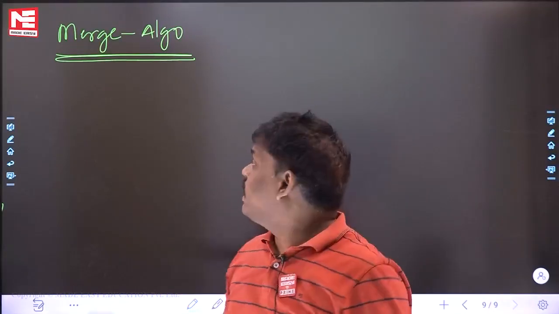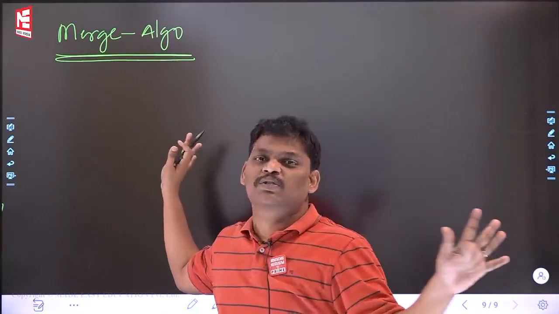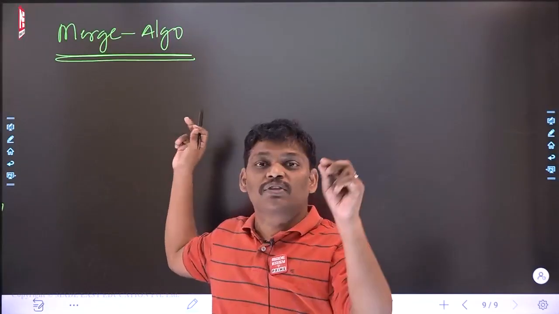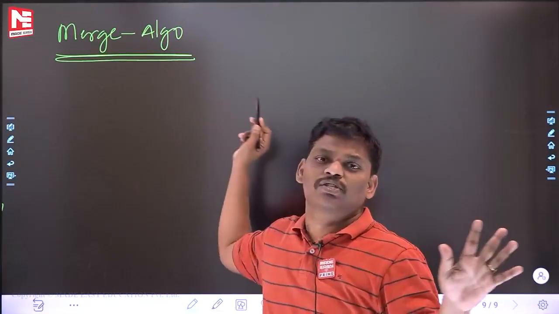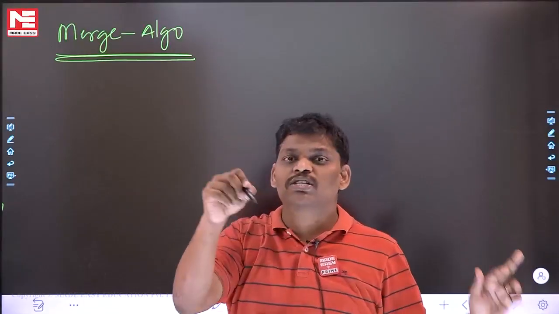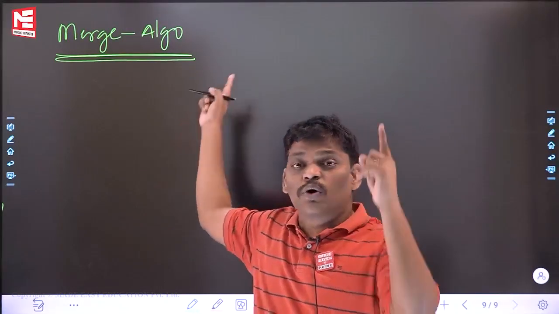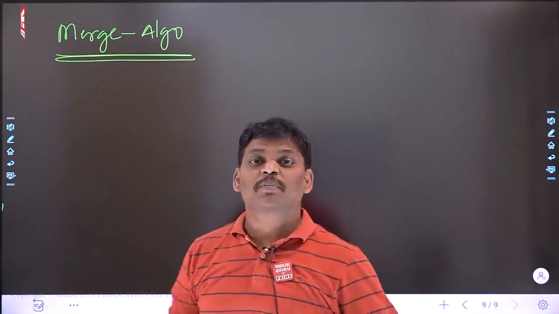Please be careful. What is the merge algorithm? Within a few minutes I will explain. Please listen to this also. In total merge sort, the major one is this only. Some people are asking, sir, how?